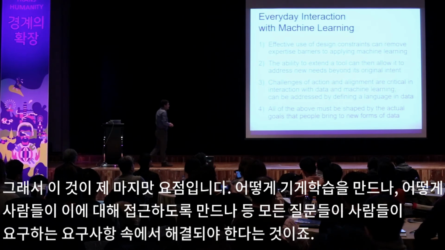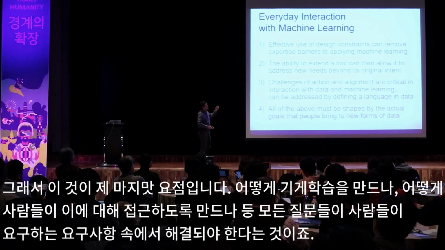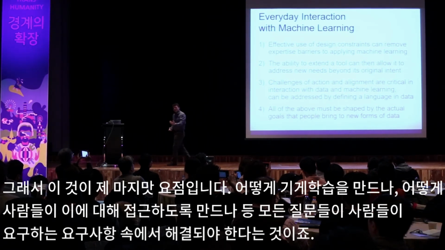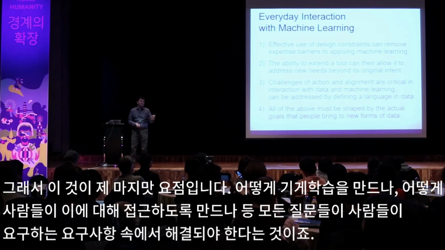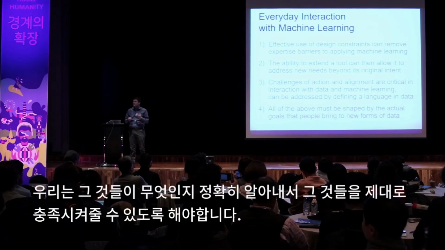And so that's my last takeaway: all of these things about how to make machine learning work, how to make it accessible to people, have to be done in the context of the actual goals that people bring to this kind of data. We need to know what those actually are so that we can support them in the right ways.